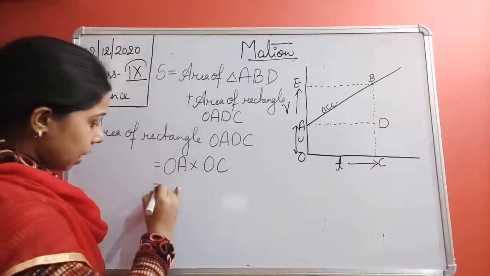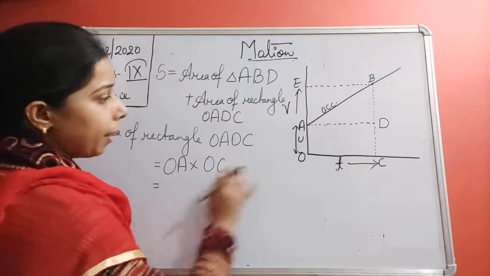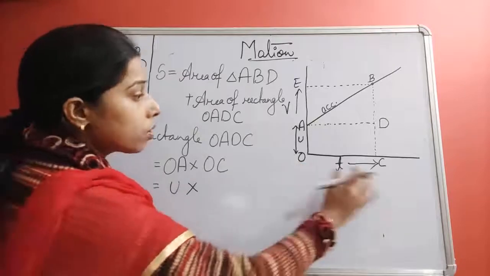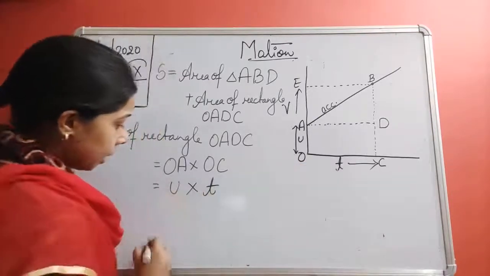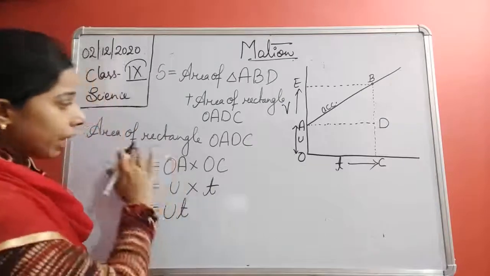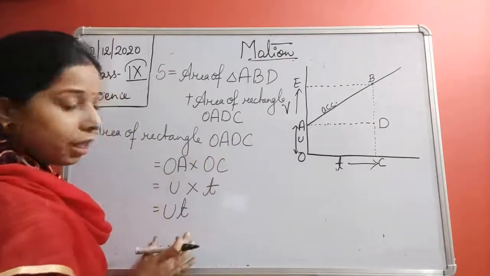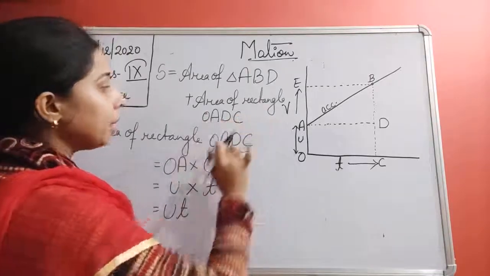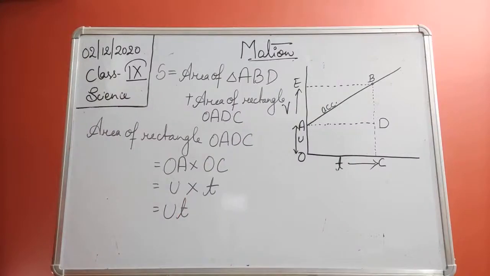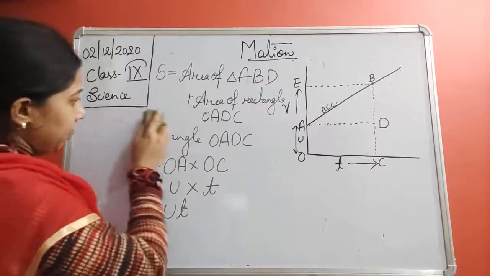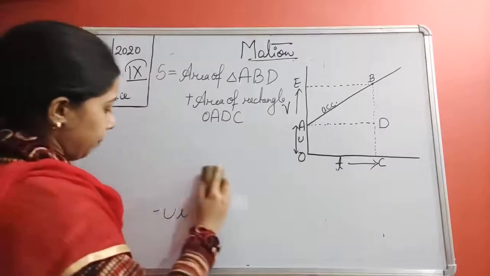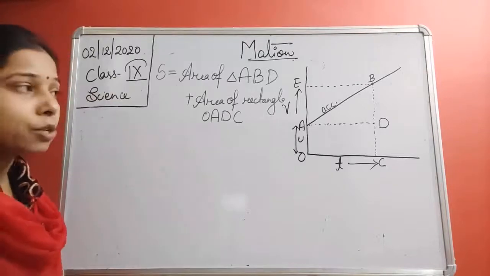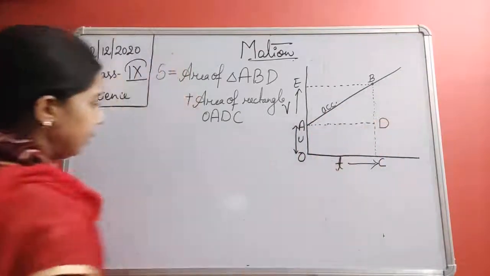This will again be equal to OA, which is U, the initial velocity, into OC, which is T. So it will be represented by UT. So the area of rectangle OADC will be equal to UT. Now let us try to find the area of triangle ABD.